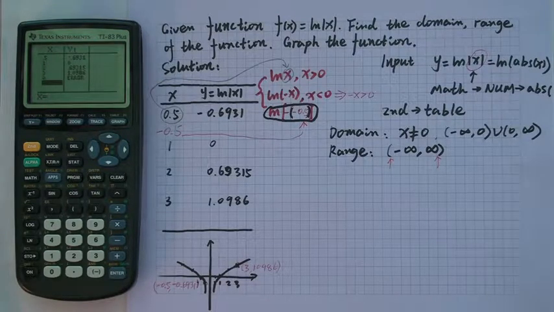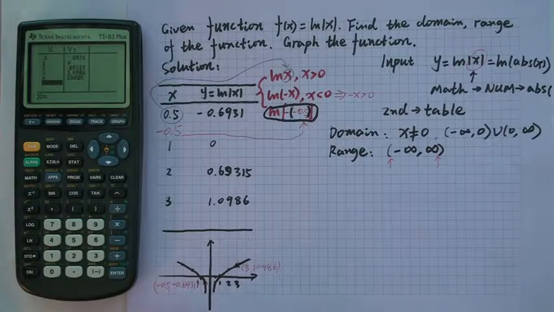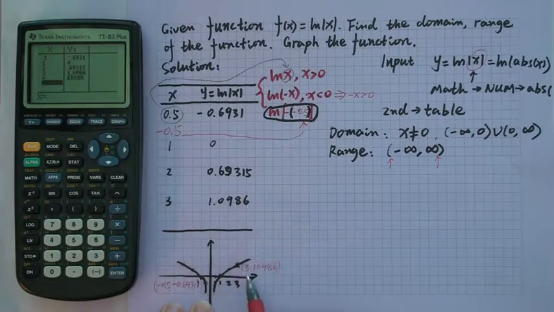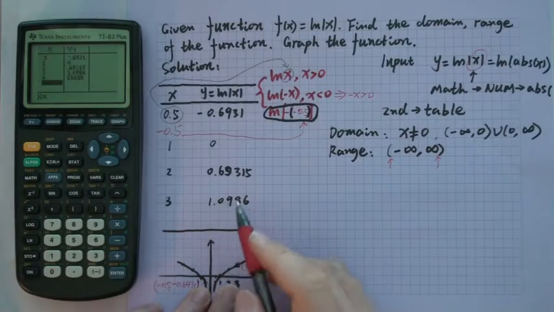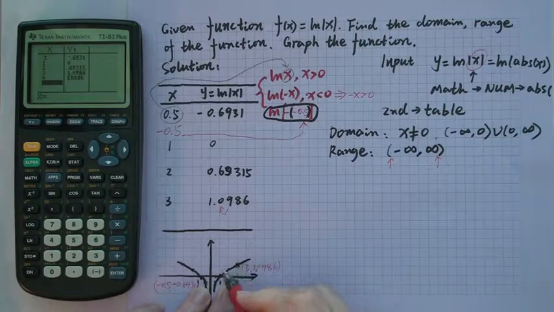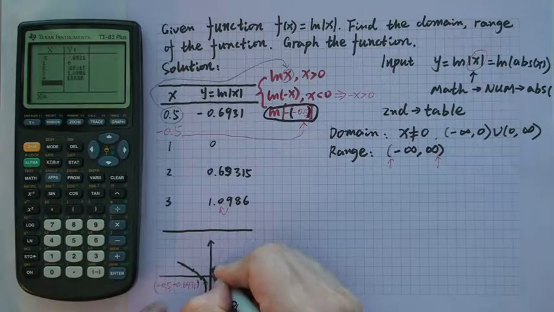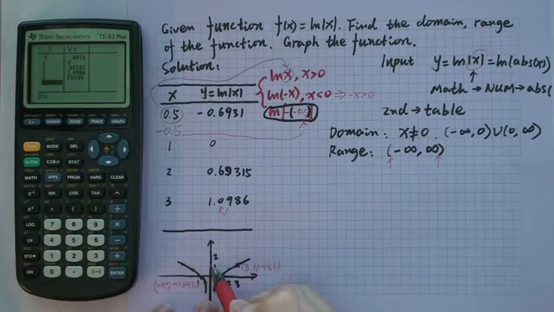And we have points down here. We have 1.0986 where x is 3. That is approximately 1.1 if you round it. So here is 1, here is 1, here is 2. So 1.1 is slightly above, about here.